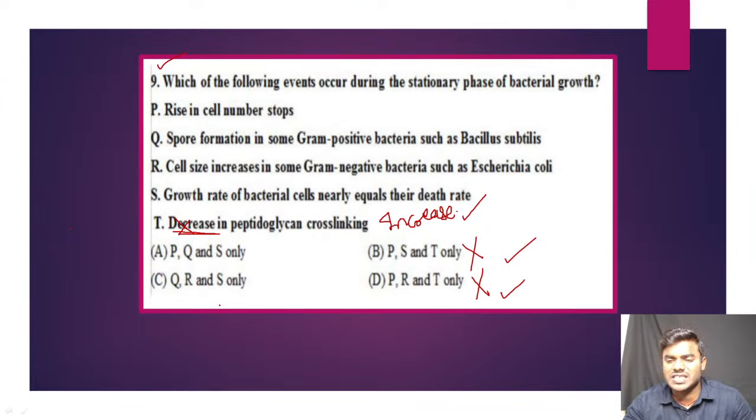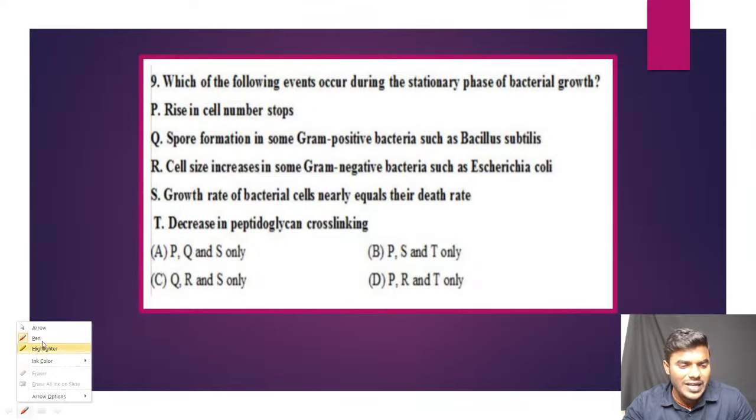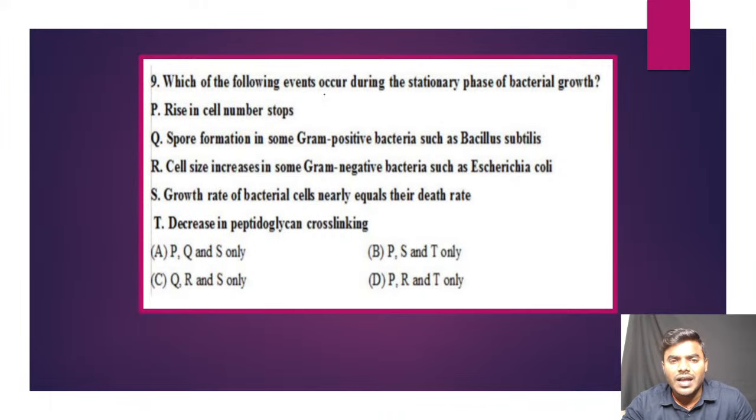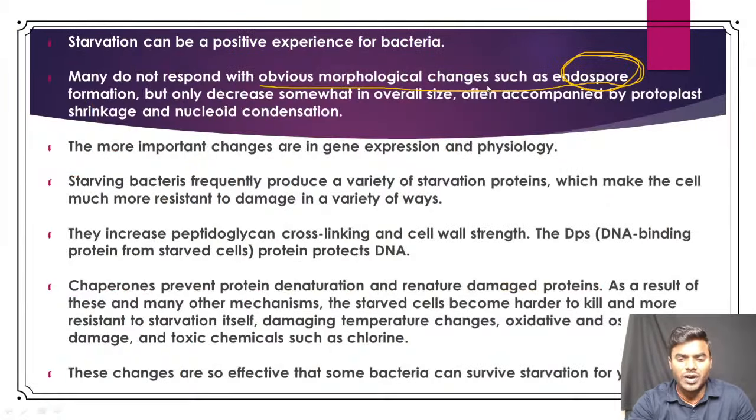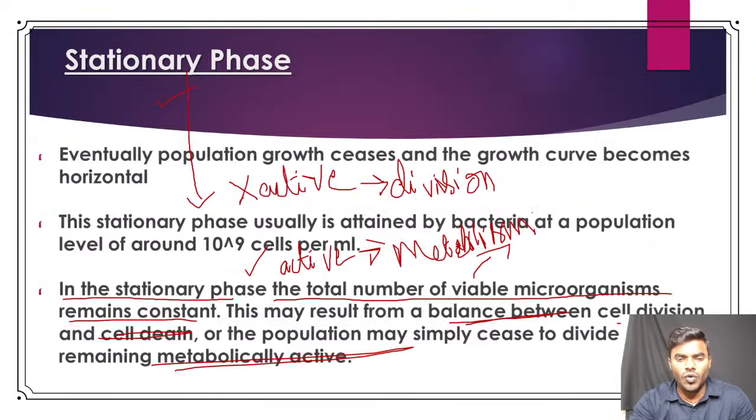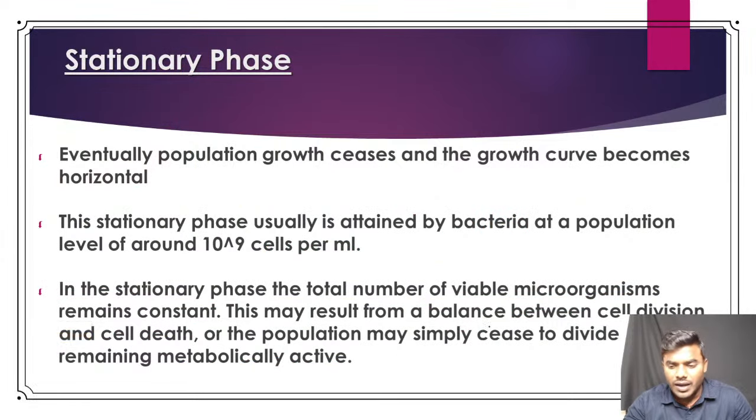90% of the students have given the wrong answer. When did I say? You are not listening to the lessons correctly, friends. They are asking about the stationary phase. How many times have I told you what is happening in the stationary phase? Every student remember. Here I have given the words: balance between the cell division and cell death.